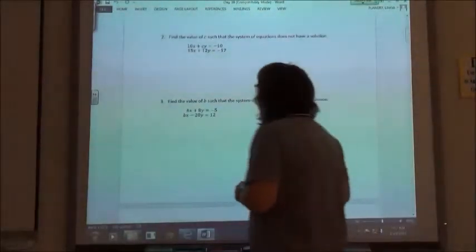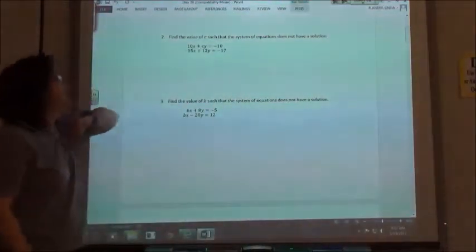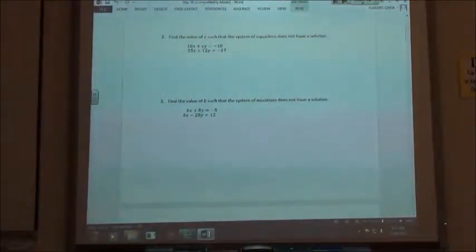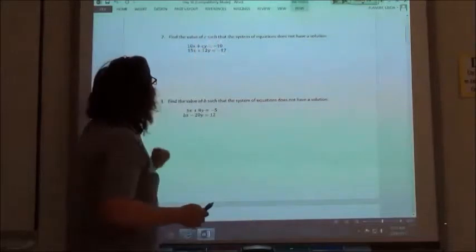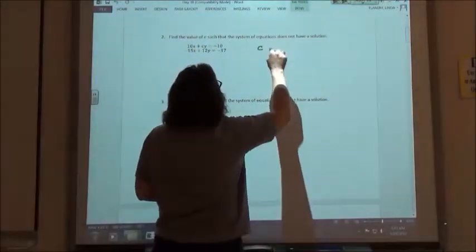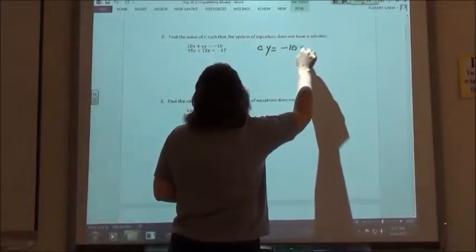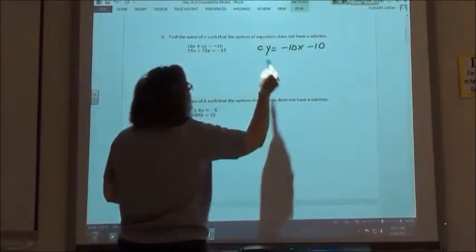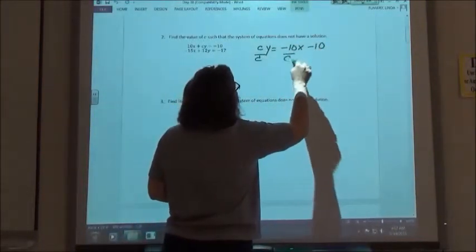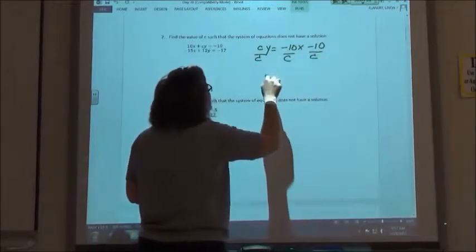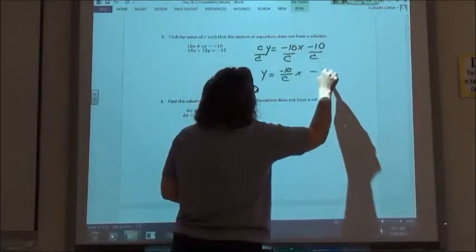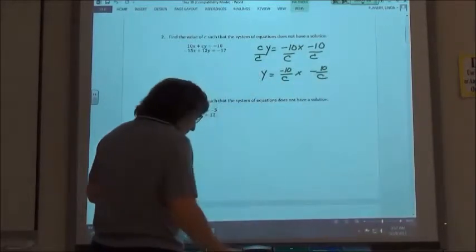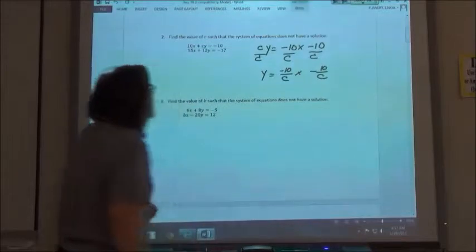Number 2 then. Same thing, I'm finding the value of c that causes my system of equations not to have a solution, in other words, to be parallel lines. So I'm going to rearrange my top equation. I'm going to move my x to the other side. So cy would equal negative 10x minus 10. I'm then going to divide by my c. As weird as that looks, y is going to equal negative 10 over cx minus 10 over c. So I've got my top equation all rearranged.